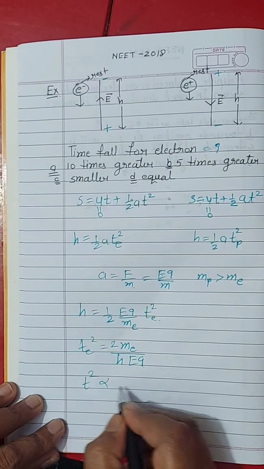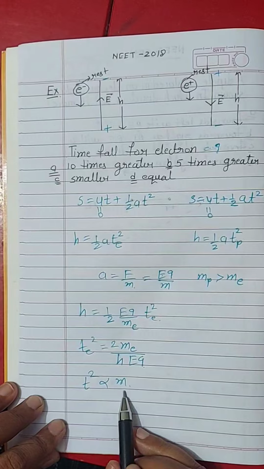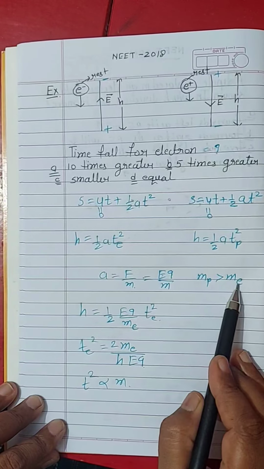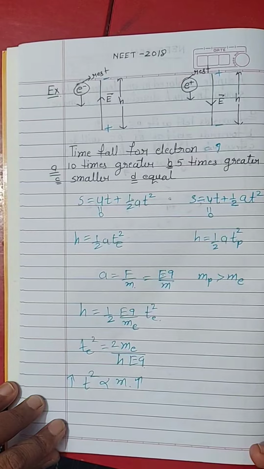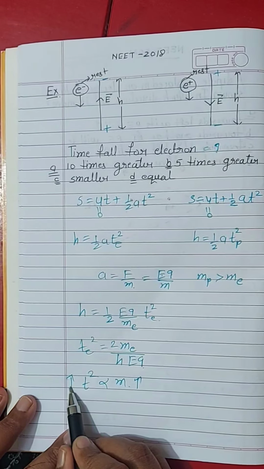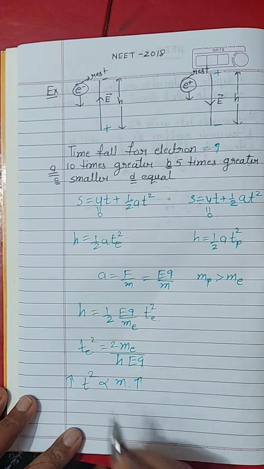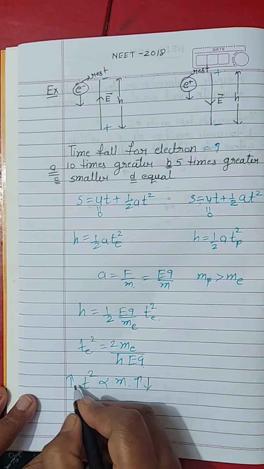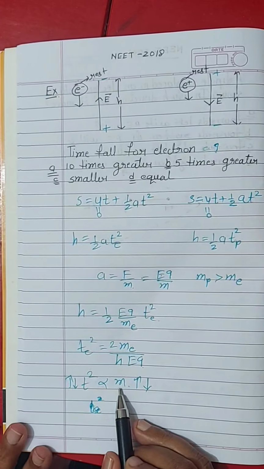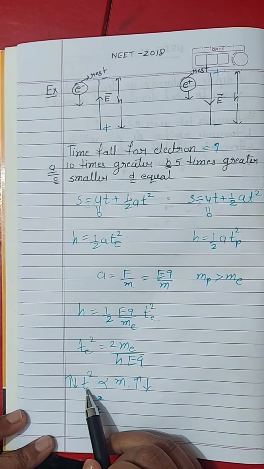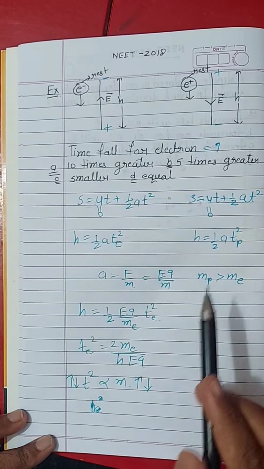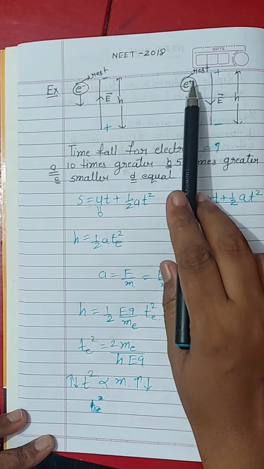t² is directly proportional to mass. Now we know that the mass of the proton is greater than the mass of the electron. So as the mass increases, the time requirement also increases. The higher the mass, the higher the time required, and the smaller the mass, the smaller the time. So the time is directly proportional to the mass, and the mass of the electron is less. The time of fall for the electron is also smaller as compared to the time required for the proton.